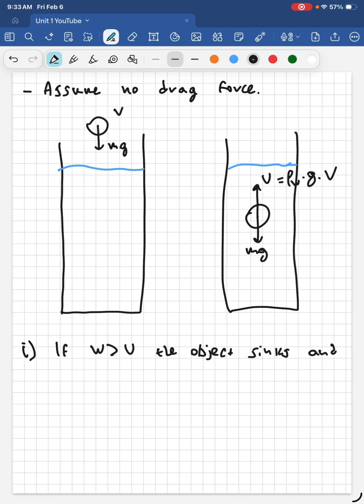And if we use Newton's second law, it says that the sum of all forces is m times a. Now, since weight is larger than upthrust, we will take the direction that points down as the positive. So weight minus upthrust is ma, and we can use this to find the acceleration of this object as it sinks to the bottom of this glass.